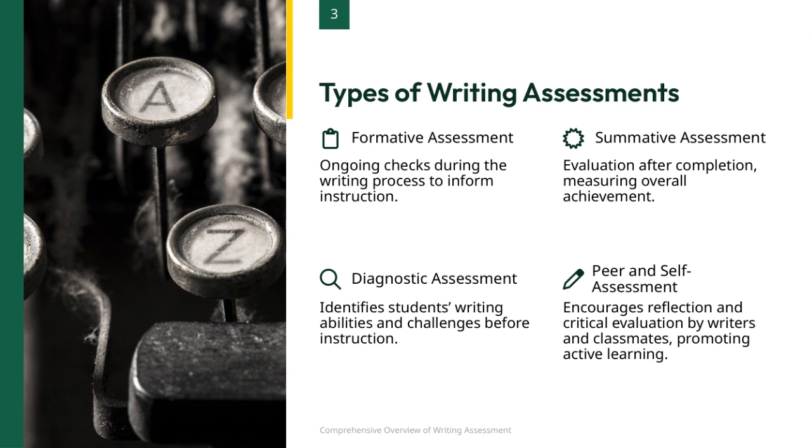Then there's diagnostic assessment. This is used before instruction starts to identify a student's current writing skills and any challenges they may face. Lastly, we have peer and self-assessment. This approach encourages students to actively reflect on their own work and critique their classmates' writing, fostering deeper engagement and learning. Each type plays an important role in supporting and improving writing skills.